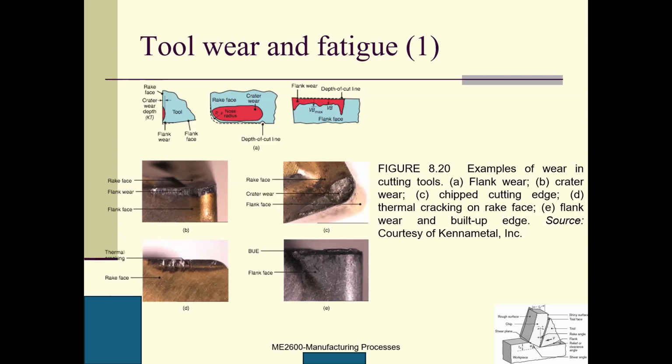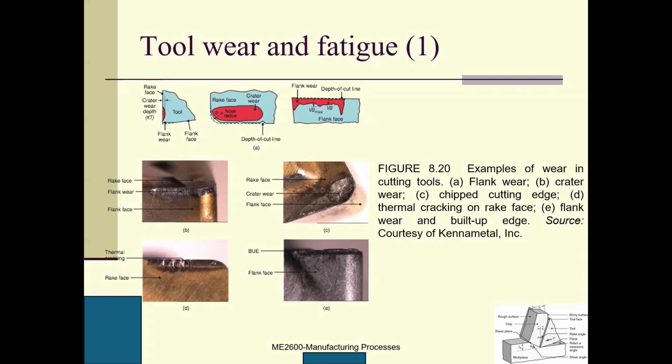And then we look at it from this perspective. Here is the rake face, here is the nose radius, and this is a crater. This is the flank wear, and we look at another perspective. This is the depth of cut line. Here is the flank wear. The flank wear is denoted as VB, and the crater wear is KT. One is the crater depth, another is the flank width.